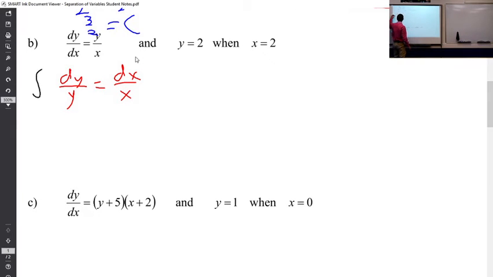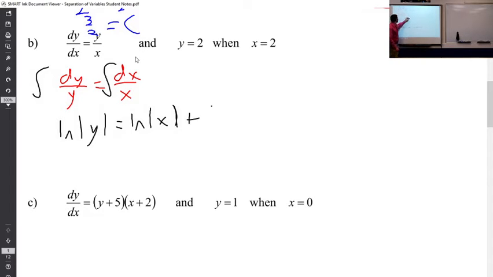So now I need to take the antiderivative of both sides. Integrate. The antiderivative of 1 over y is going to be the natural log of the absolute value of y, equals the natural log of the absolute value of x plus c. And so now, the thing I'm going to do this time is instead of solving for y first, I'm going to solve for c first, because it's going to make the problem a whole lot easier.